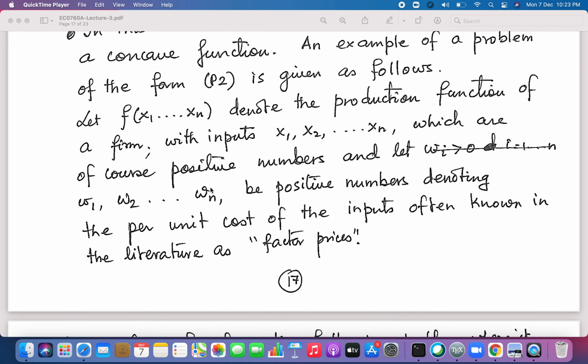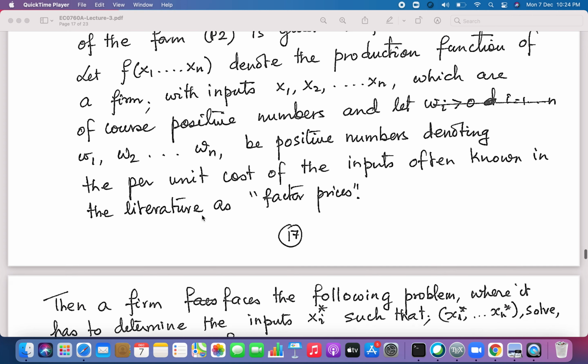Now each of these inputs has a cost. Labor has a cost. Technology has a cost. For the initial capital, there is a cost. Maybe the electricity that you need is a cost. You need some water supply, that is a cost. You need to maintain an infrastructure which can come under the capital, of course. That has a cost. So all of these inputs have some unit cost associated with them, which are positive numbers W1, W2, Wn, and these are often called factor prices.